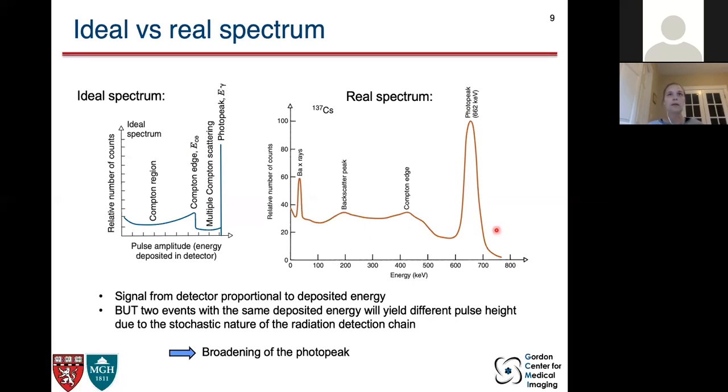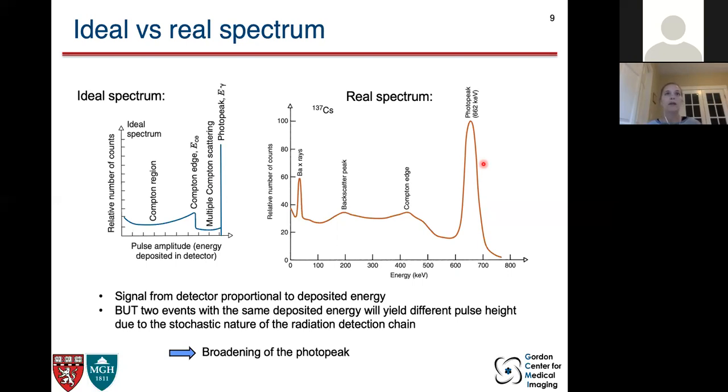This broadening is due to the stochastic nature of the different things that are part of the detector chain. In the scintillator detector, for example, these random variations can be the statistical variations in the number of optical photons that are generated per keV, meaning that for a given amount of deposited energy, it will not always be exactly the same number of optical photons generated as the response to that energy deposition. And there will also be variations in the number of photoelectrons that are generated per optical photon at the photodetector.